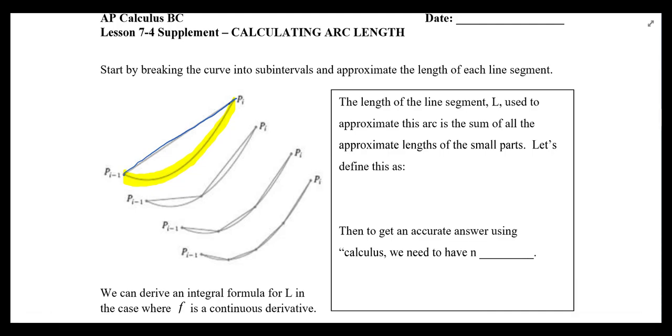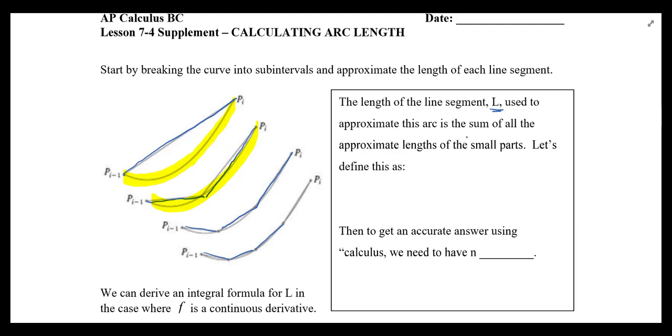But if I break it up into two different parts, that's a better approximation for the approximate length of the curve. Don't you agree? But if I broke it up into three pieces, or four pieces, or five pieces, you'll see that my approximation actually gets better and better and better. Okay? Now, the length of the line segment, which I call L, used to approximate this arc, is really just the sum of all the approximate lengths of all these small parts.